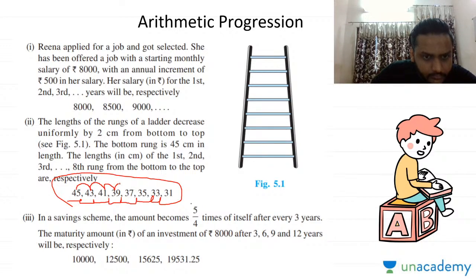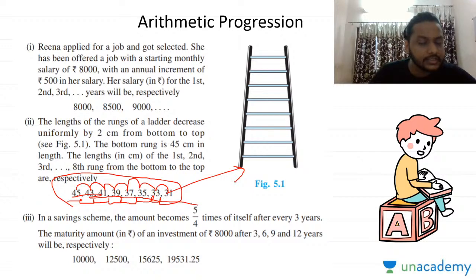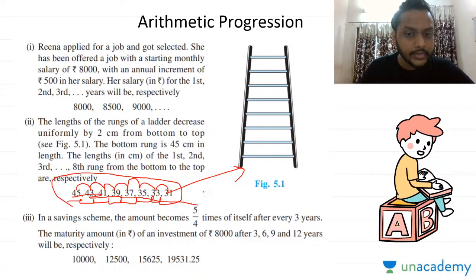उनके बीच का डिफरेंस सेम है या नहीं है? 45 43 में डिफरेंस 2 का है, 43 41 में 2 का है, 41 39 में 2 का है, 39 37 में 2 का है, सब में 2 का है. It means what? It means that this series or this sequence is what? This is an AP. हाँ जी, yes or no?